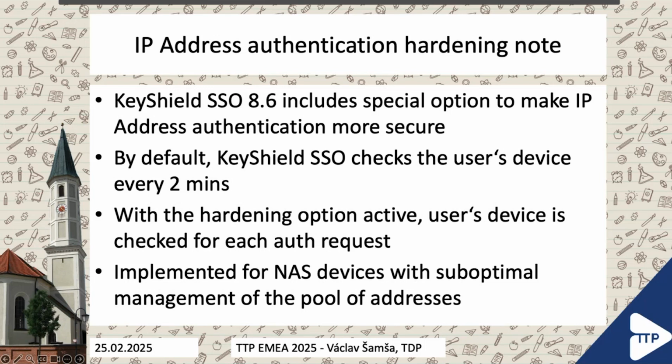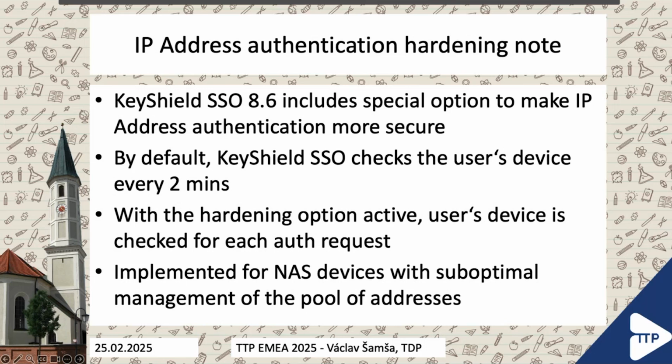It's there since 8.6, and we call it IP address hardening, and it works in that way that by default KeyShield checks. You can reconfigure this, but if you do it more often, then it generates a lot of traffic. So the smart idea is to keep it at 2 minutes, but use the hardening option. And the hardening option works in that way that you can say, okay, if the user comes from this network, from this pool of addresses, before you work with the identity of the user, check the user. It adds some tens of milliseconds, maybe less, to response time, but it's really secure.